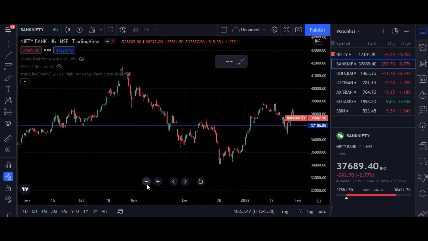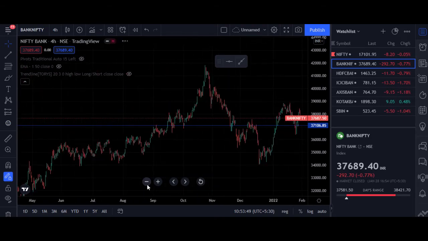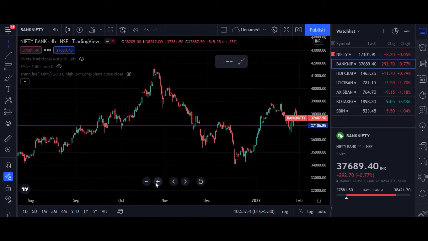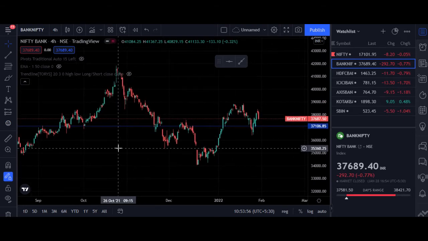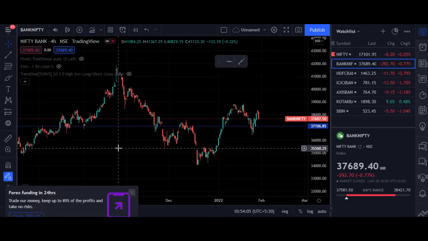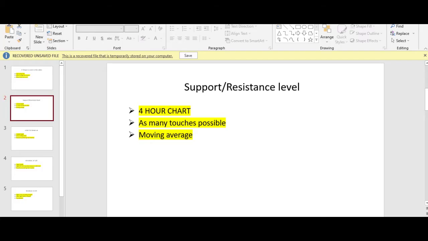So what is this actually? This is a resistance. Resistance in the sense that if you want to climb it, you are climbing it and you touch the ceiling of your room. What is that? It is a resistance. It will not allow you to go up. It is not going to allow you to cross the wall. It is stopping your head there. That is the resistance. What is the support? When you climb down and touch the floor, what will happen? That floor is supporting you, and it will stop you from falling down. So that is support.